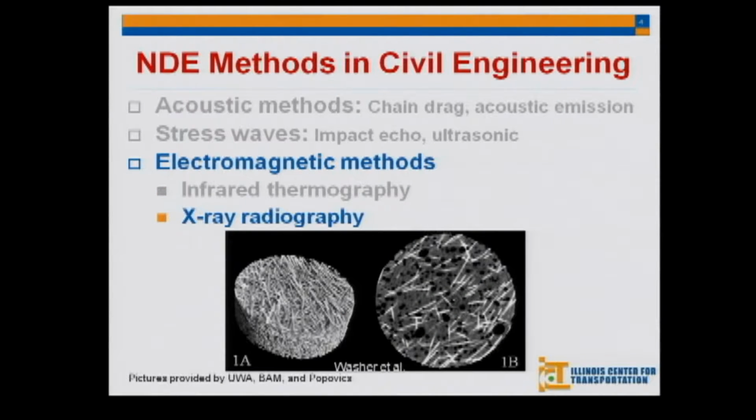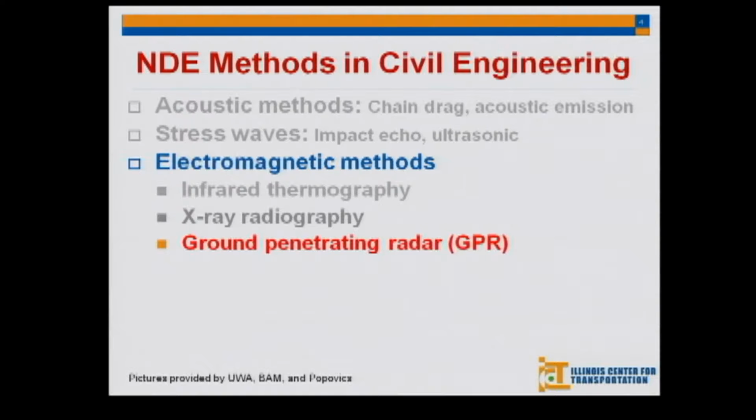Another example is to use X-ray radiology. This is an example where it's used in order to detect the fibers in the concrete and the orientation of the fibers in the concrete. So with this introduction, that will take me to talk a little bit about the ground penetrating radar.